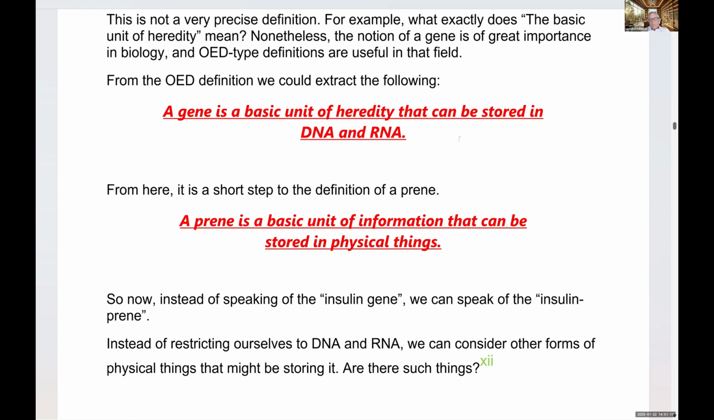All right. So a gene is a basic unit of heredity that can be stored in DNA or RNA. Now, what does that make a gene in fact? That is, a gene then is not a material thing.